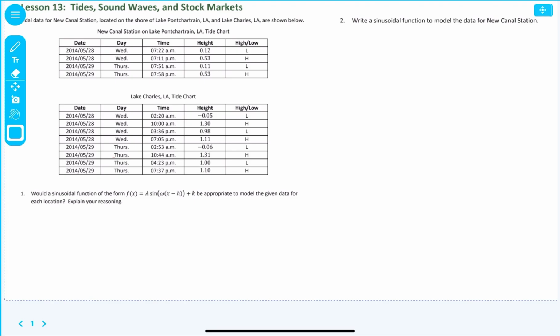Okay? So, this says the data for the new canal station located on the shore of Lake Pontchartrain, in Louisiana, LA, and Lake Charles, Louisiana, are shown below. So we're looking at these canals, looking at the high tide and the low tide, the tide charts, okay? So number 1 says, what sinusoidal function of the form f of x is equal to the amplitude, sine, all that, that's just our sinusoidal formula there, be appropriate to model the given data for each location. Okay.